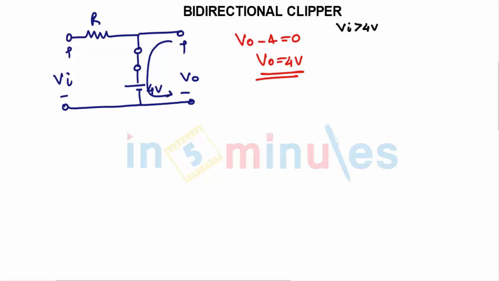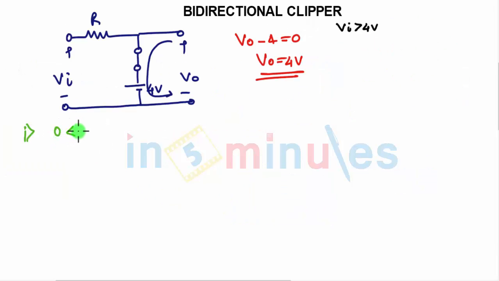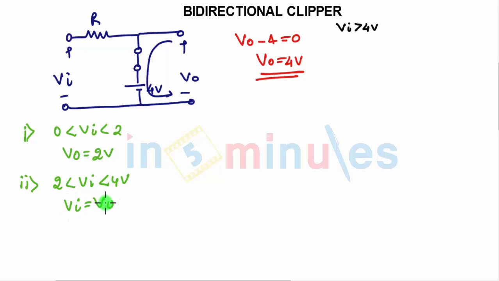So from this we have got three conditions. The first condition is for 0 to 2 volts: your VO will be 2 volts. Between 2 and 4 volts, your VI will be equal to VO. And the third condition is for VI greater than 4 volts, going up to 5 volts: your VO will be 4 volts.